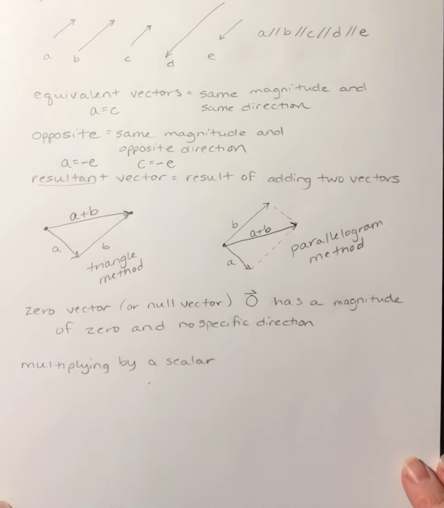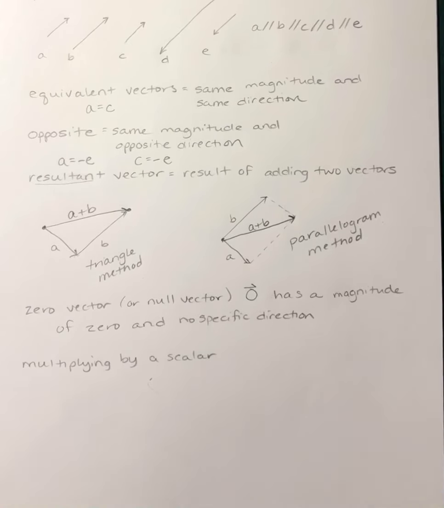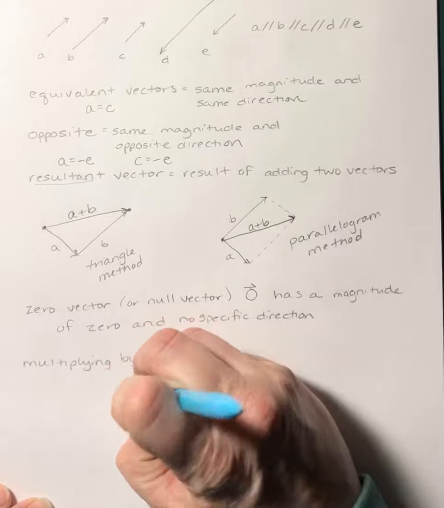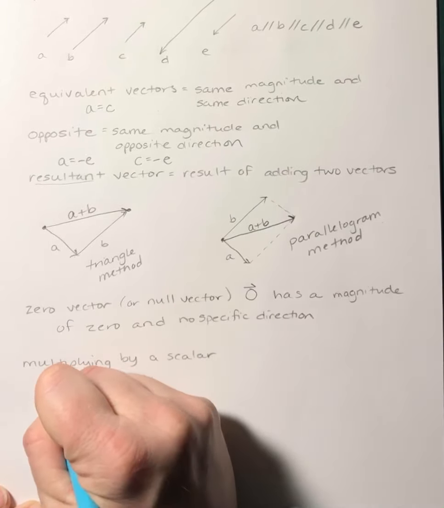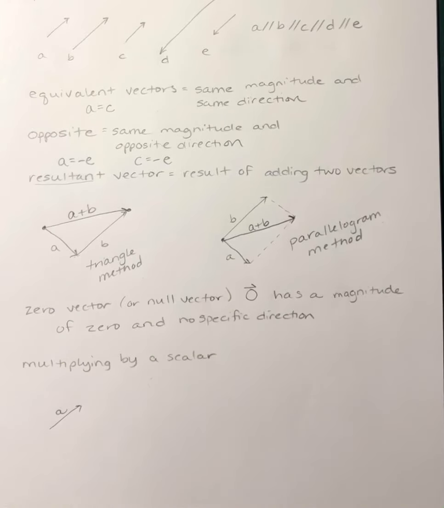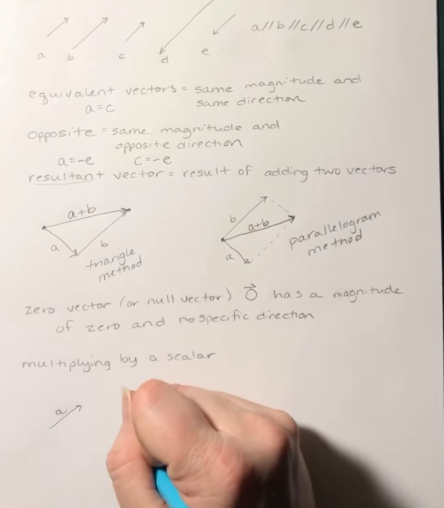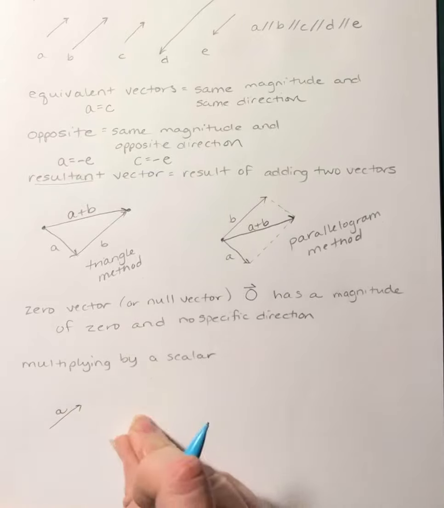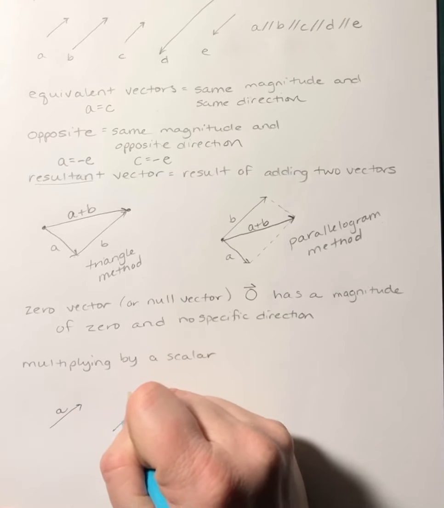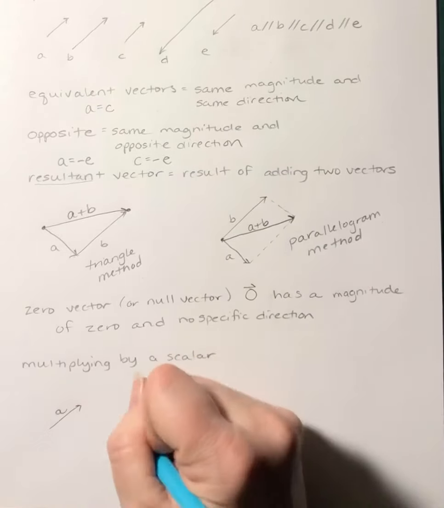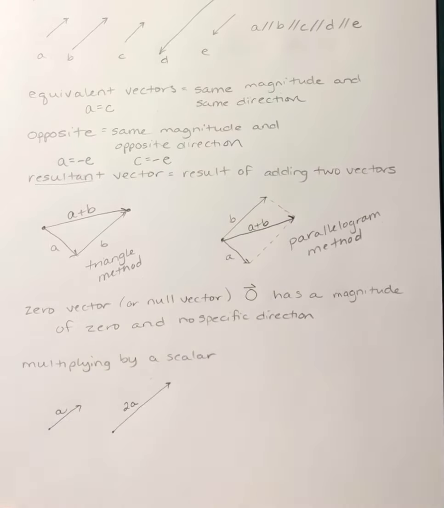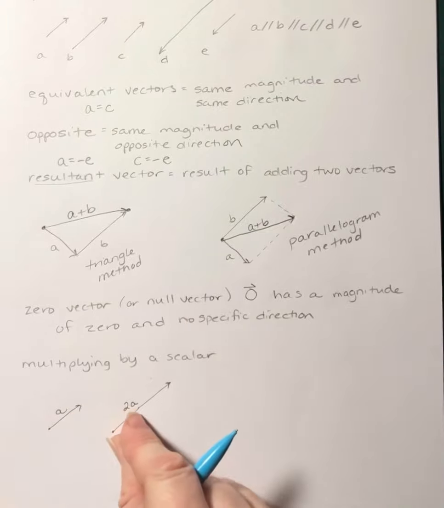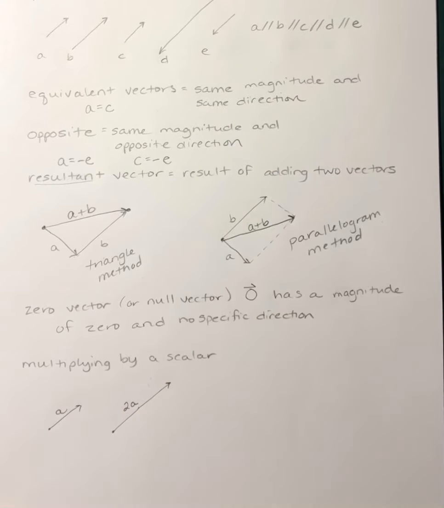Multiplying by a scalar does just what you want it to. So if I have a vector, and we'll call this vector A, if I want to multiply by 2, 2A is going to be twice as long, and it's going to have the same direction. Again, you'll have to bear with me because I'm not going to take the time to use a ruler on this, but if you look, it's about twice as long.